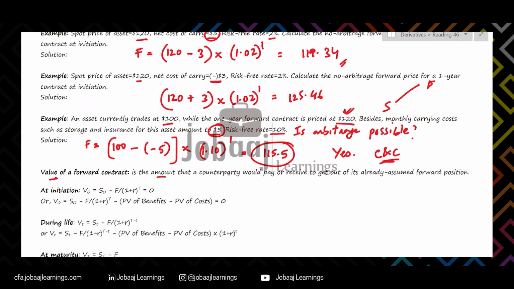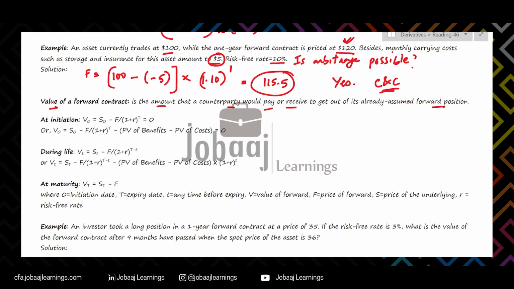Coming to the value of a forward contract. What is value? It is the amount that the counterparty would pay or receive to get out of its forward position. We have seen that the value keeps on changing over the term of the contract. At the initiation, the forwards are priced in such a way that the value is 0. This is inherent in the definition itself, that at the initiation of the contract, the pricing is done in such a way that the value as on initiation becomes 0.